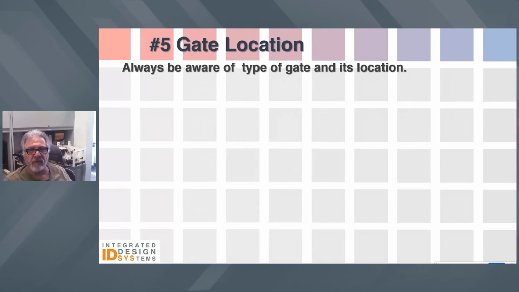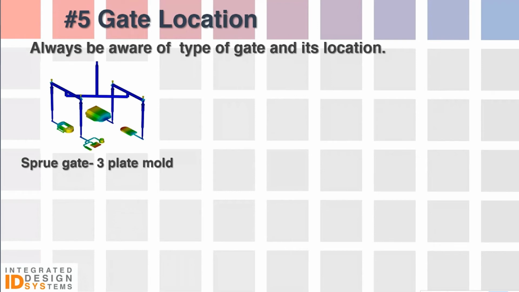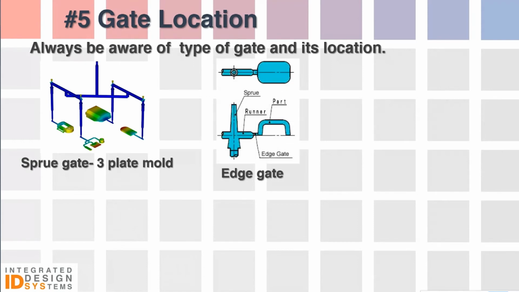Gate location is critical, not just in the cosmetics of a product, but it has many other critical implications. So a designer should always be aware of the type of gate that's being used and its location. And I'm going to give you some examples of what I mean by gates. Okay, there's a sprue gate which you see here, and in this case, you've got a sprue coming down, feeding through runners and down to the individual parts, which is typically done in a three-plate mold. Then you've got an edge gate, which is a typical two-part mold, where again you've got a sprue feeding a runner and it goes into the edge of a part.